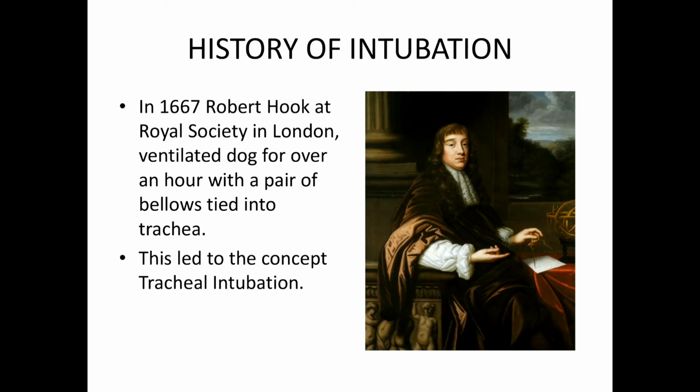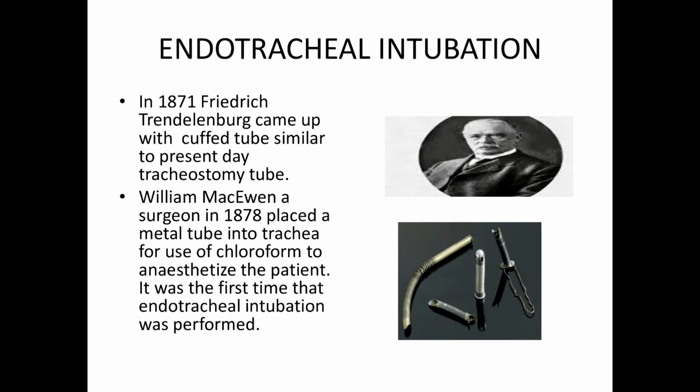History of intubation. In 1667, Robert Hooke at the Royal Society in London ventilated a dog for over an hour with a pair of bellows tied into the trachea. This led to the concept of tracheal intubation. Endotracheal intubation. In 1871, Friedrich Trendelenburg came up with a cuffed tube similar to the present-day tracheostomy tube. William Macewen, a surgeon, in 1878 placed a metal tube into the trachea for use of chloroform to anesthetize the patient. It was the first time that endotracheal intubation was performed.